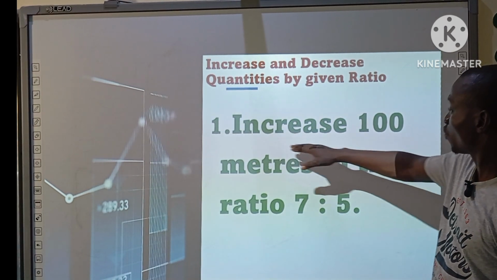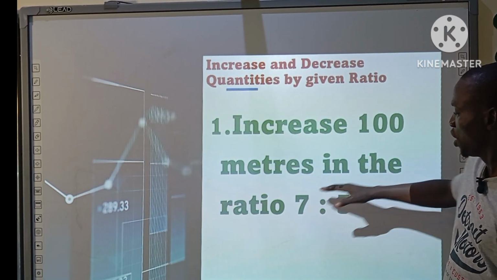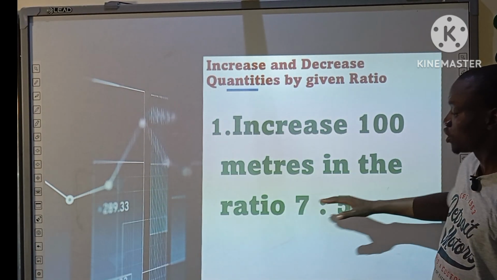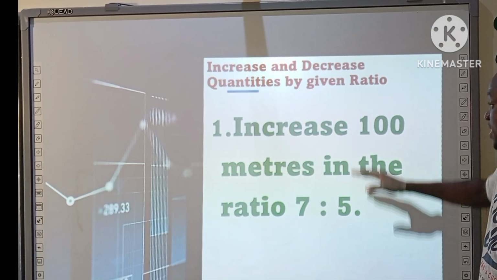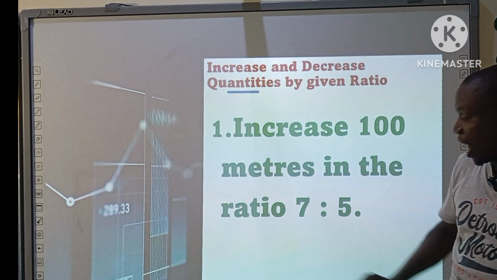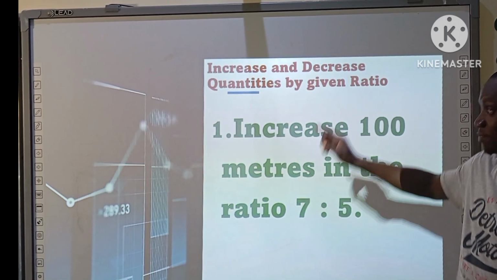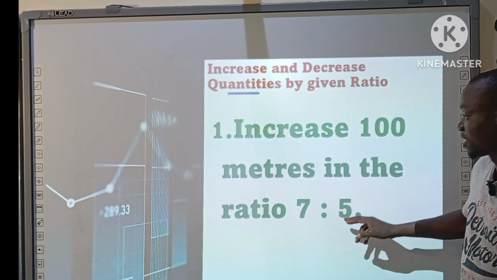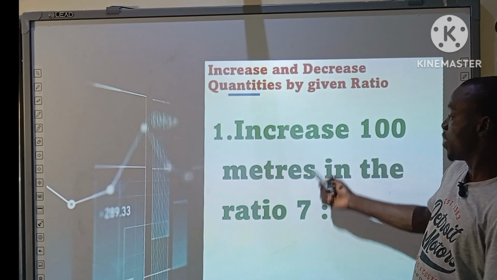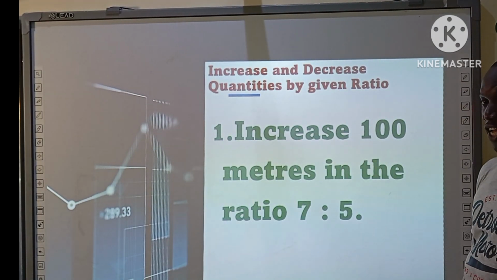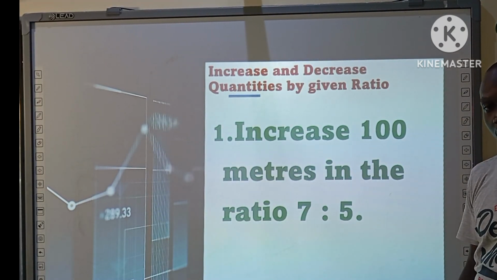Now, we're looking at this simple question. It said, increase 100 meters in the ratio 7:5. Now, this question is easy. What do I need to do? Since I'm increasing, I'll write the bigger ratio as my numerator and the smaller ratio as my denominator. So I'm going to increase 100 meters in the ratio 7:5.